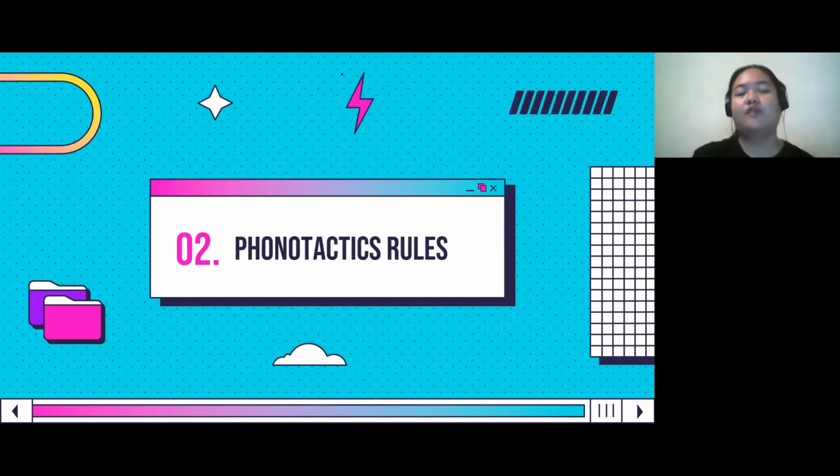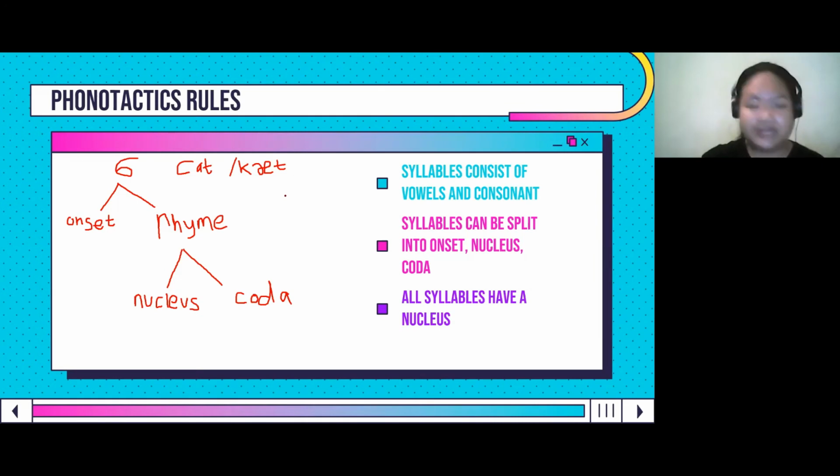So let's move on to phonotactic rules. Phonotactics restricts the possible sound sequences and syllable structures in a language. The first rule is that syllables consist of vowels and consonants. Syllables can be split into onset, nucleus, and coda. And then the third rule is that all syllables have a nucleus.